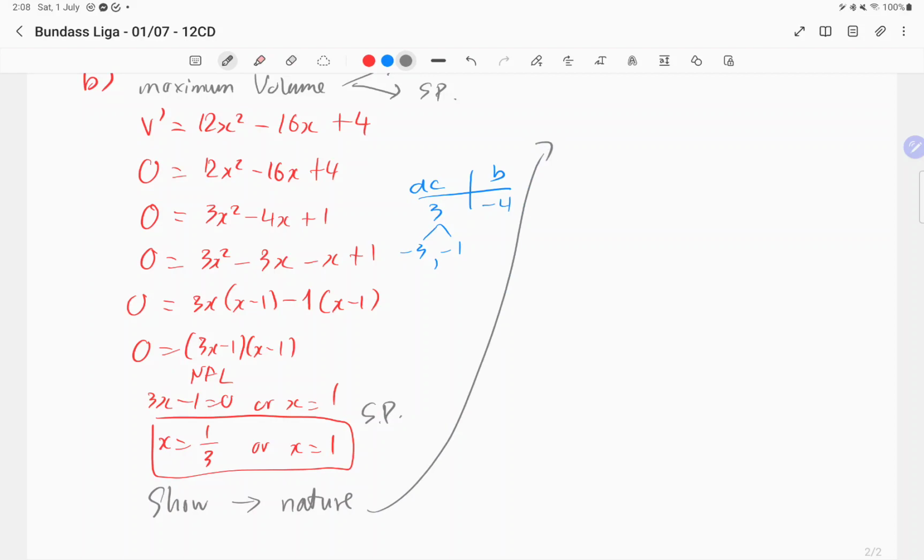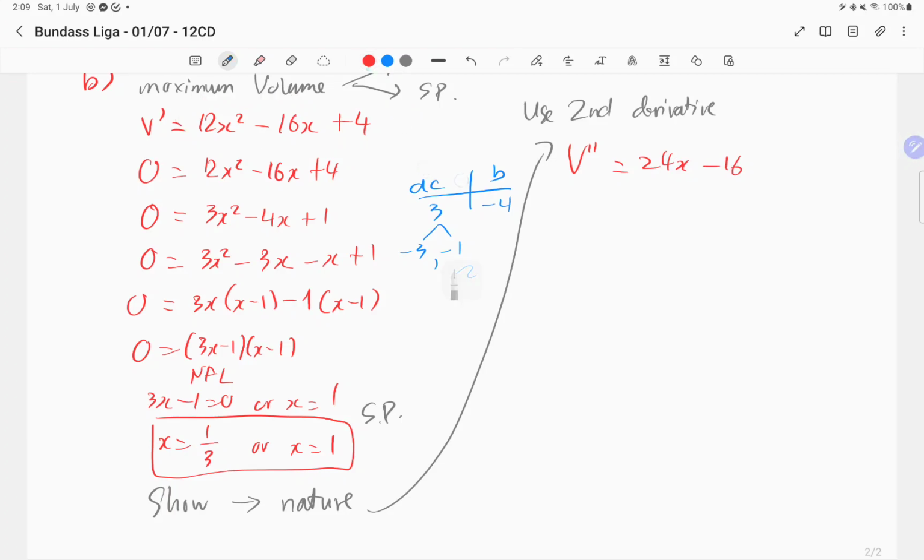So how do we show the nature of stationary points? Second derivative. Right? Use the second derivative. Remember we went through this last week? To prove the nature, you differentiate twice. V double dash would be, use that one there, so that would be 24x minus 16.